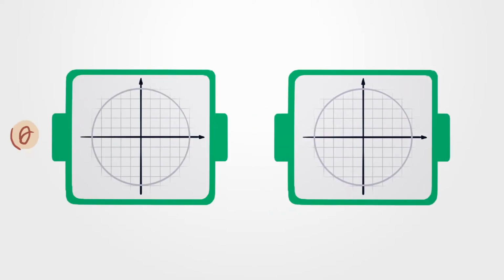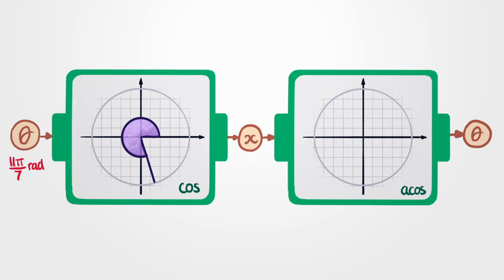I'm going to draw cos and arccos again, but this time I'm going to draw them with the lid open so you can see how they work. Now remember that we put in an angle of 11 pi on 7, so we need to draw that on this first axis. After this, we go ahead and intersect this ray with this circle to find the point of intersection. Cos then goes ahead and finds the x-coordinate and returns it. We usually write x as cos theta.